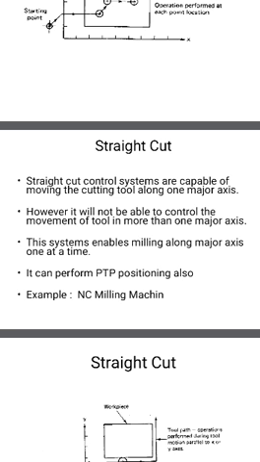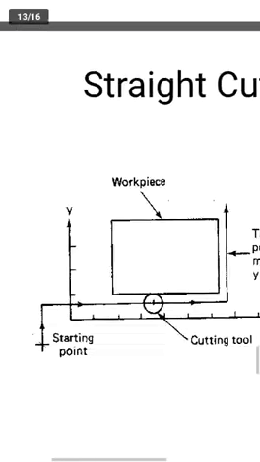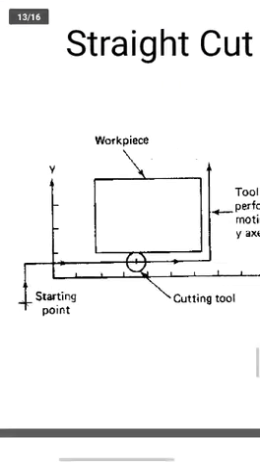So the tool will be moving. The system enables milling along one major axis at a time. It can be performed in PTP position also. An example is NC milling; an example of straight cutting is the milling machine. This is the diagram of straight cut, starting from 0 0.